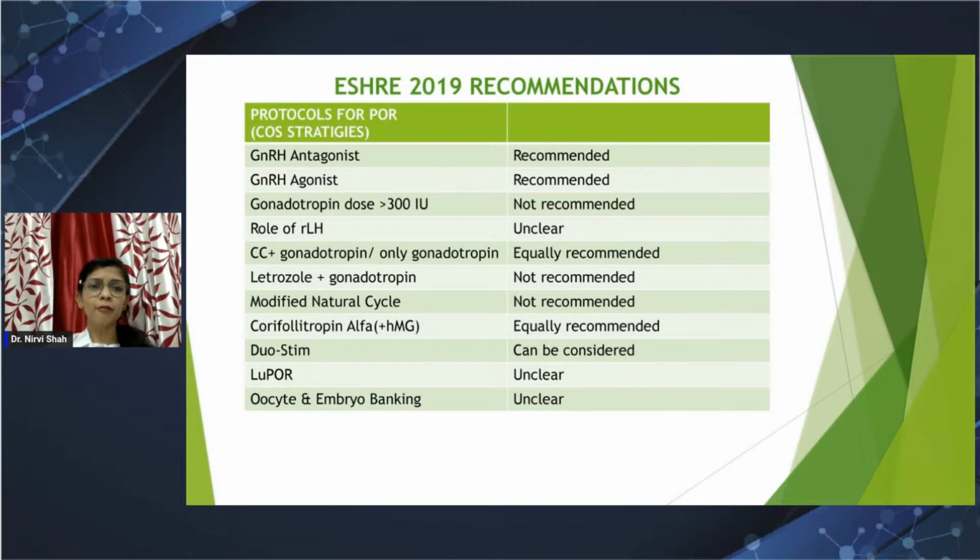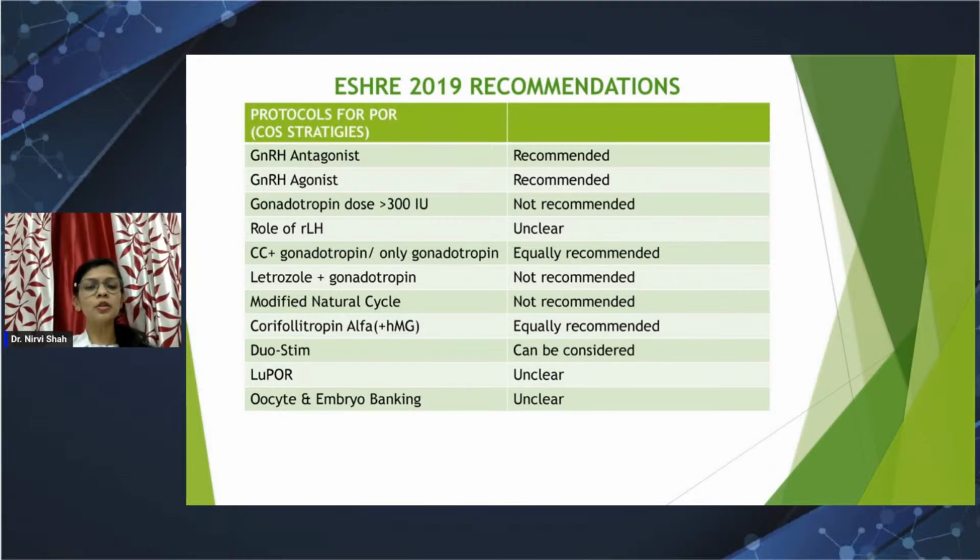Also, recombinant FSH is recommended over urinary FSH. The role of rLH is a little unclear, like I told you. In group 3 and group 4 it can be used, or in previous rFSH monotherapy when there's a poor response we can consider rLH. CC, that is clomiphene citrate with gonadotropin, is equally recommended compared to only gonadotropin, whereas letrozole still has a long way to go. We need more studies before we recommend it. Modified natural cycle doesn't have any added advantage over our conventional stimulation protocol in a poor ovarian responder.